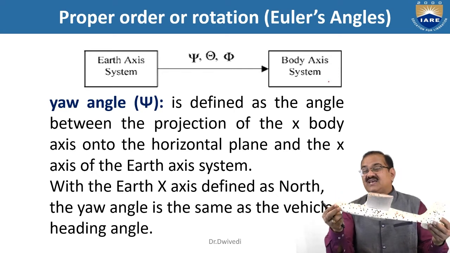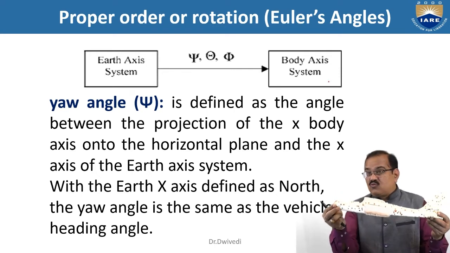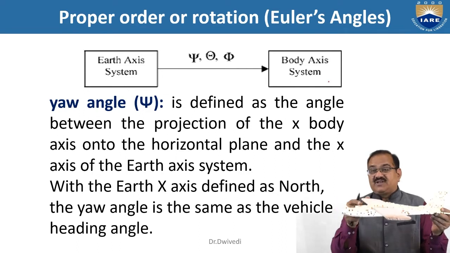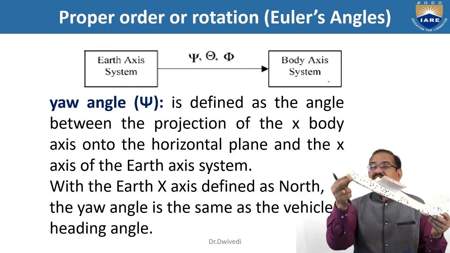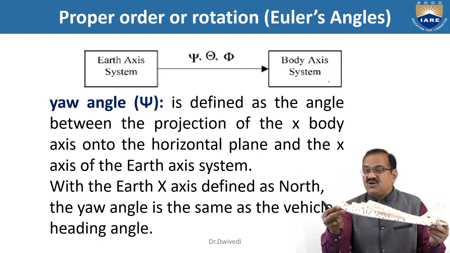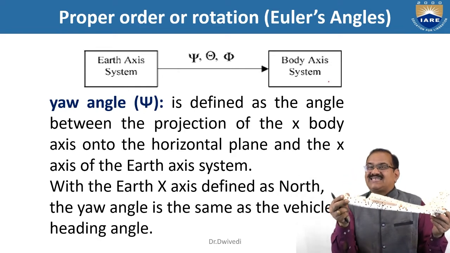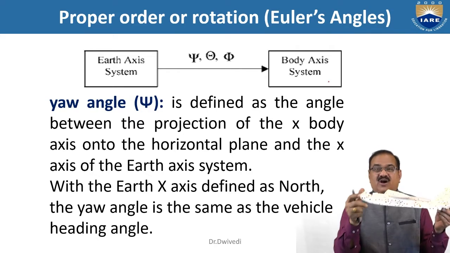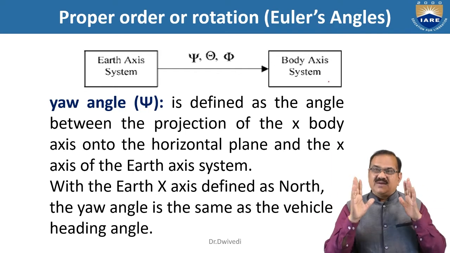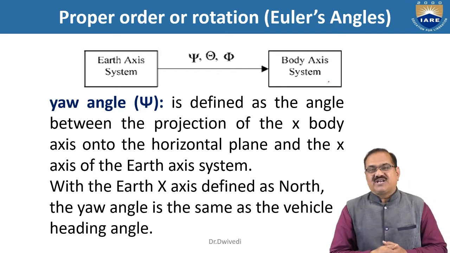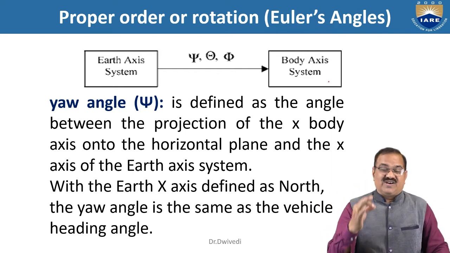In this sequence, if the right wing is going down, roll is positive. If the nose is going up, theta is positive. If the nose is going to the right, psi is positive. And if the right wing is going down, roll is positive. So we have to keep in mind what type of rotation it is and which one should come first.